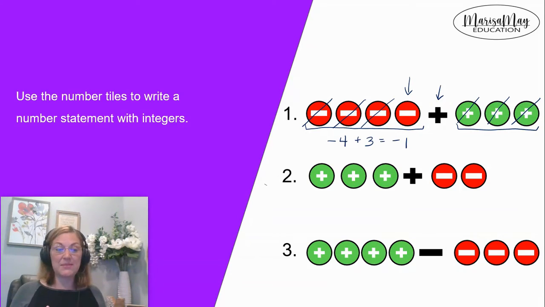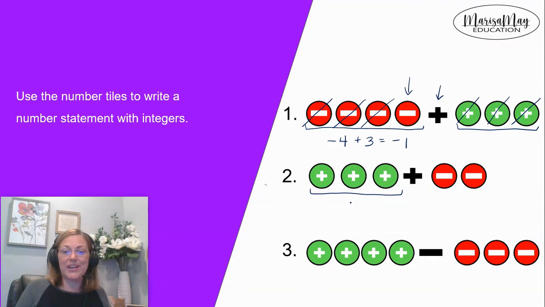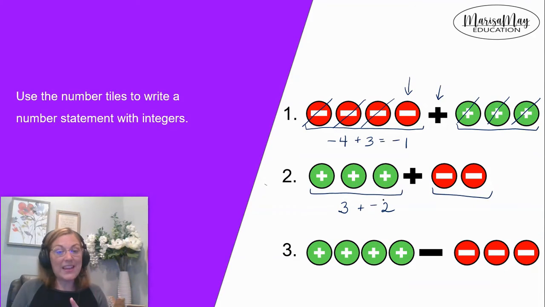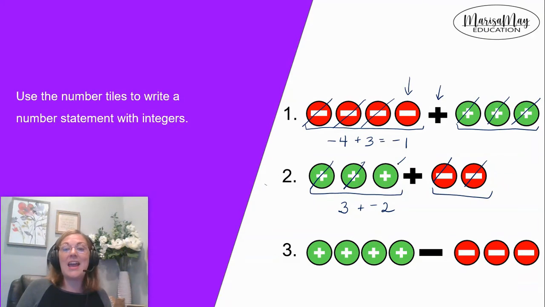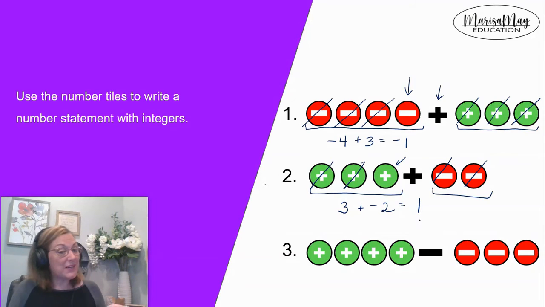Every time they come together, one bad guy cancels one good guy. And then students don't have to remember these rules. Let's try it again in number 2 here. You have 3 good guys plus 2 bad guys. When they come together, one bad guy takes out a good guy, one bad guy takes out a good guy, and we're left with one good guy. Pretty simple, right?